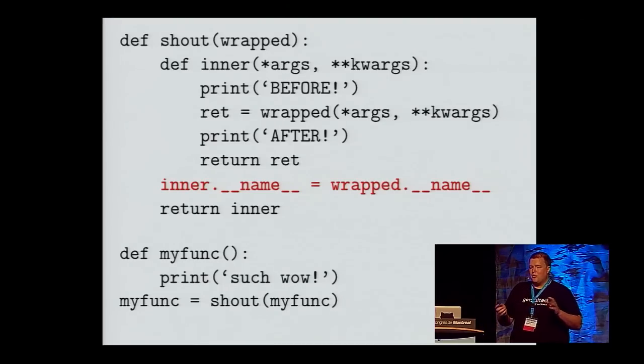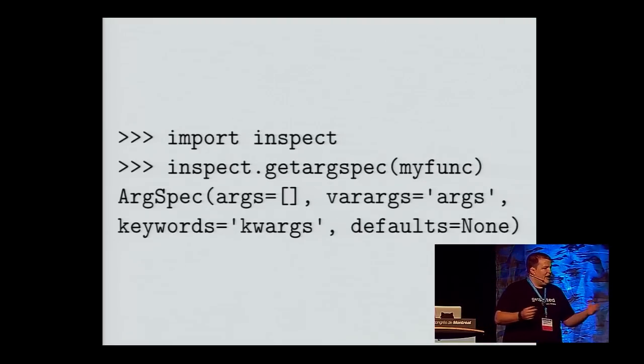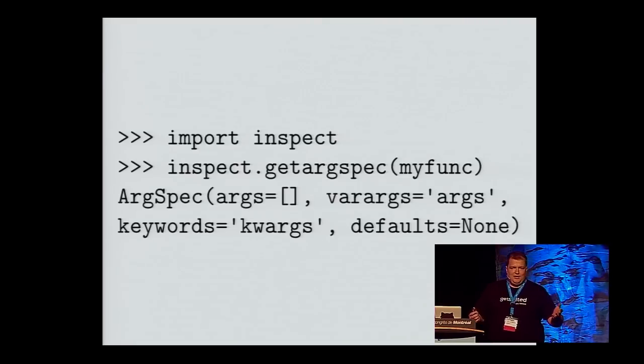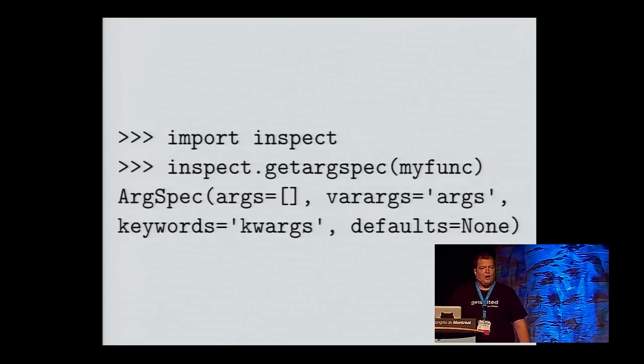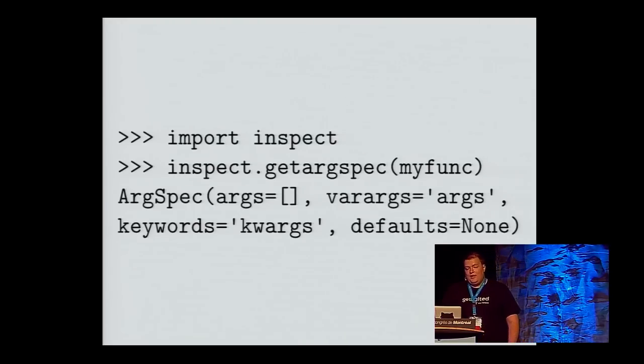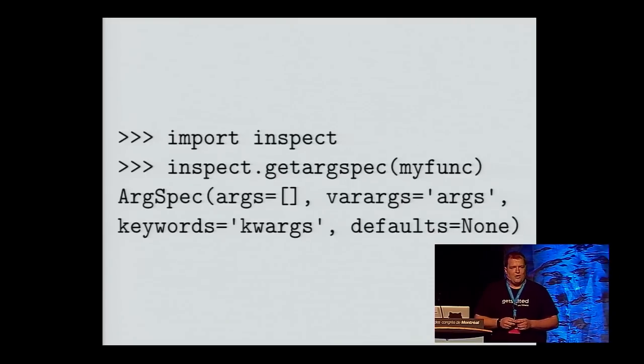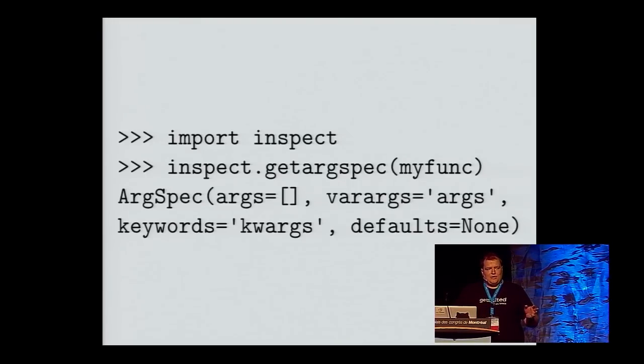But there's more problems. What if we wanted to look at the argspec for our function? If we want to inspect our function and say, hey, what arguments do you take? We're going to see, oh, it takes *args and **kwargs. That's not very helpful. And this is a little bit harder to solve because you can't just very easily assign the argspec across. There's no dunder argspec, at least not that I know of. I could be wrong on that.